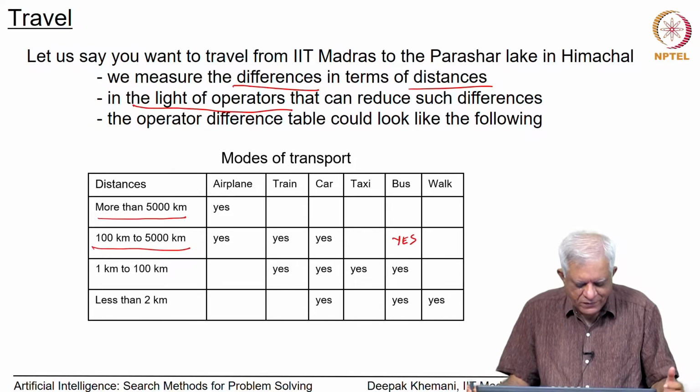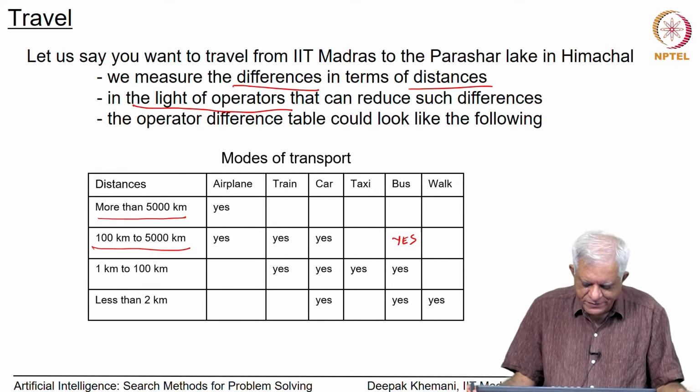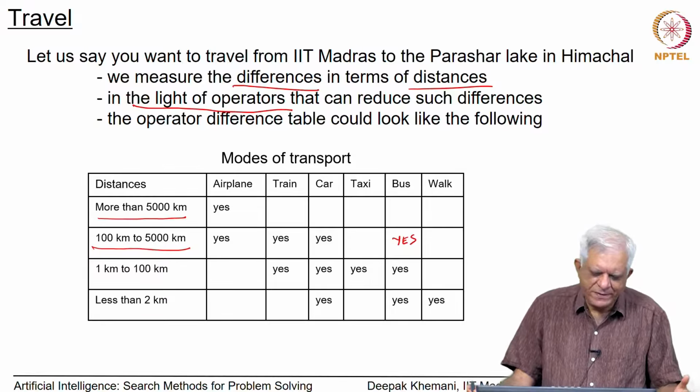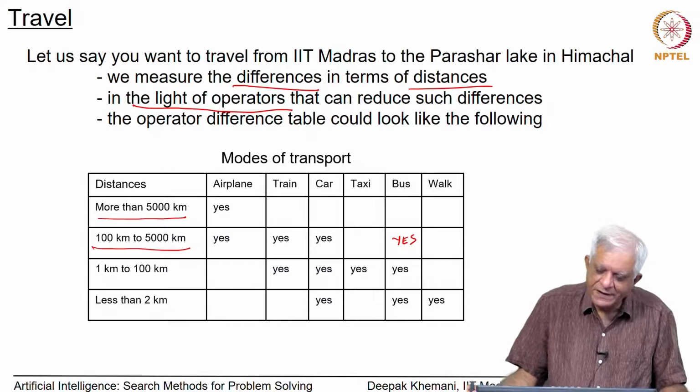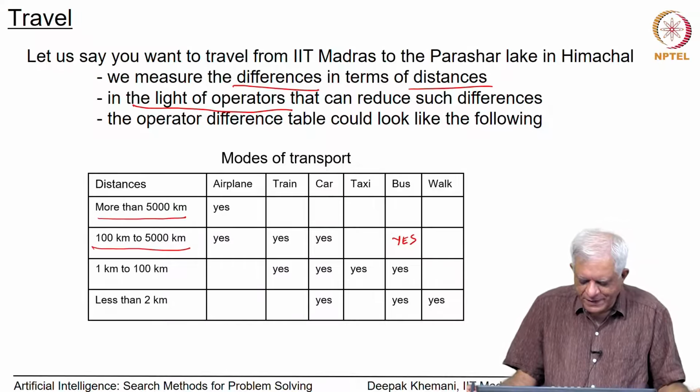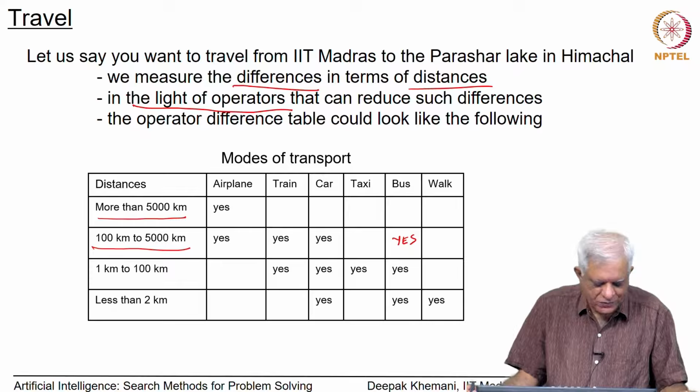Because we often take buses for distances which are more than 100 kilometers. Typically, we do, for example, Chennai to Bangalore is 365 kilometers and so on. So, this is the operator difference table.